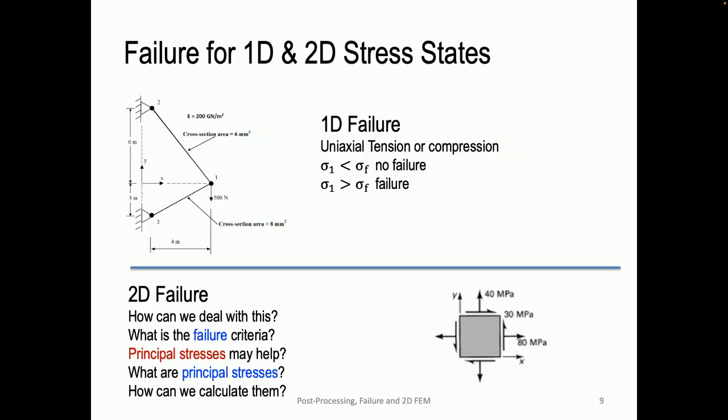But at the end of the day, this is a very, very simple idea to think about a 1D failure, right? So you have a single structure, but then you seldom have this kind of single directional structure. So we want to think about a 2D failure rather than a 1D failure. For frames and trusses, this 1D idea works. If my stress is greater than some failure stress, then it will fail. If it's less than that, it doesn't fail. A very one-dimensional way of thinking.